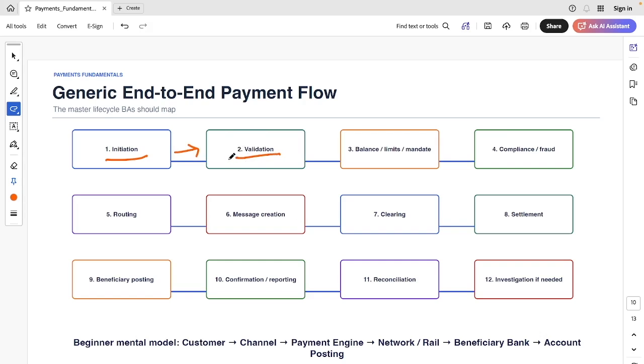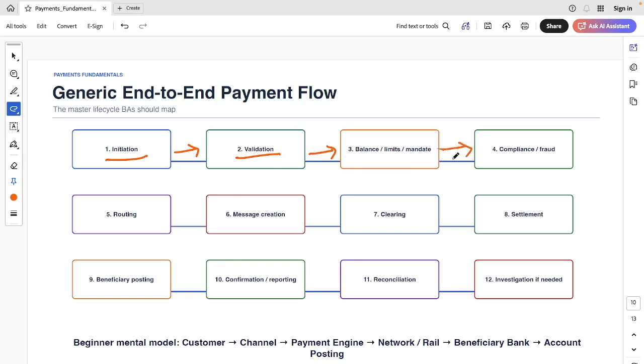The amount limit is checked. The permission is checked, and it is verified whether the mandatory details are present or not. Then comes the stage where a bank checks the balance, limits, or the mandate. For direct debit, the mandate is very important. So a mandate is basically a pull-based payment.